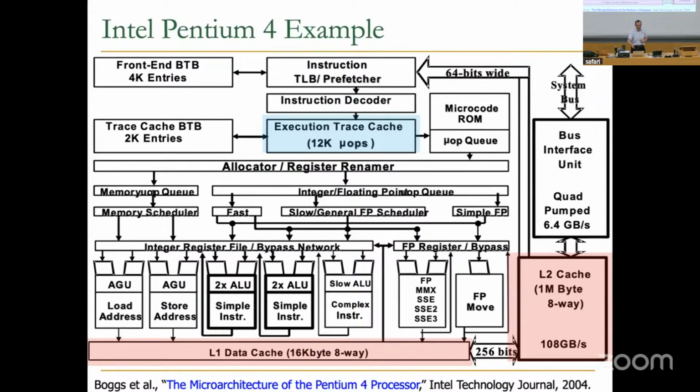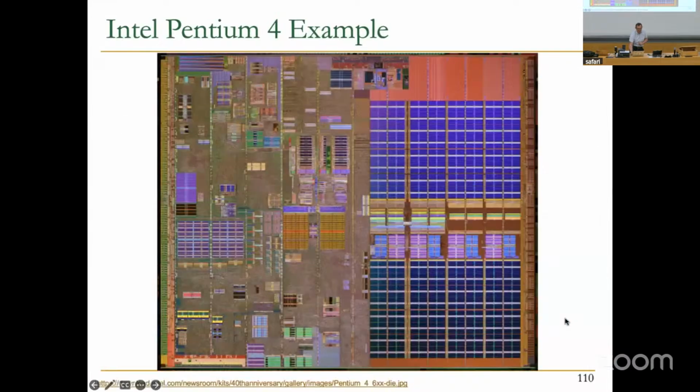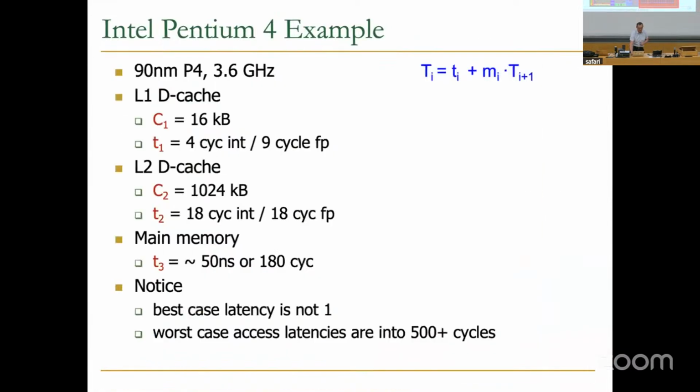We're going to look at a real example from Intel Pentium 4. It has an L1 data cache of 16 kilobytes. Forget about 8-way right now. It's associativity. You'll see it tomorrow. And then it has an L2 cache of 1 megabyte, and it has some access latencies. This is the real Pentium 4. We're going to do this latency analysis quickly. It's 3.6 gigahertz. It was one of the fastest processors of its time.